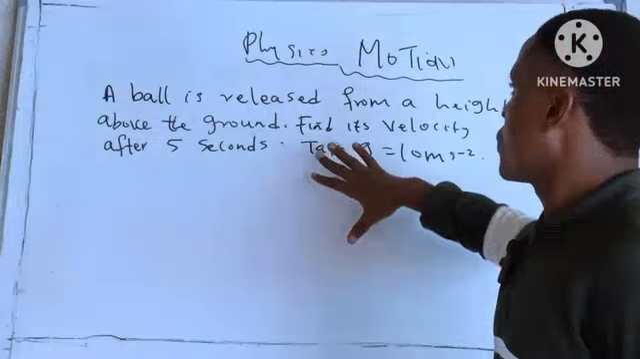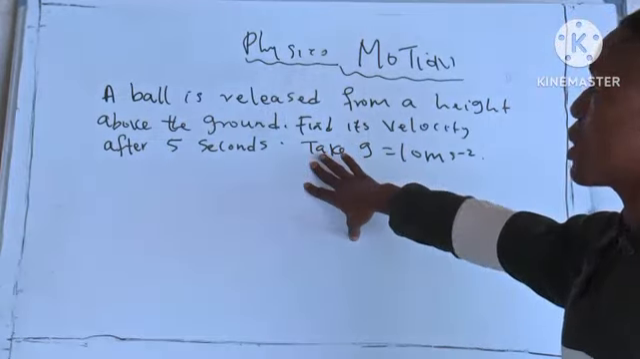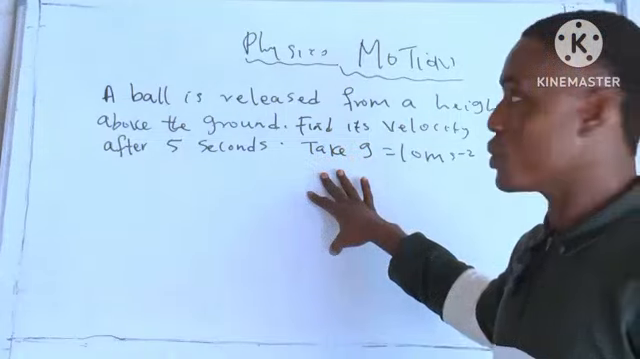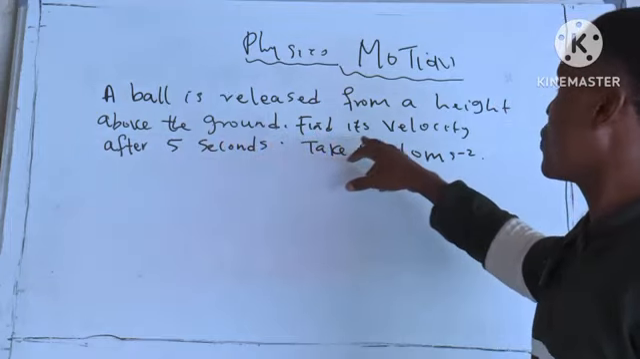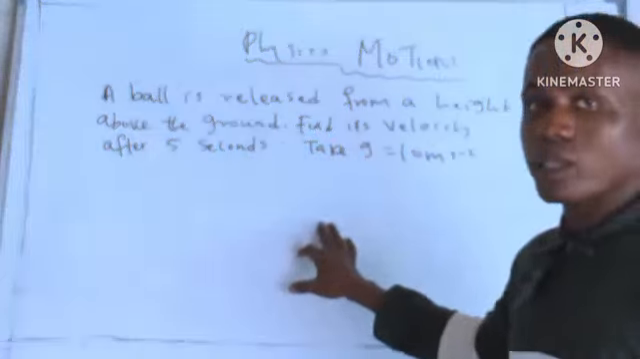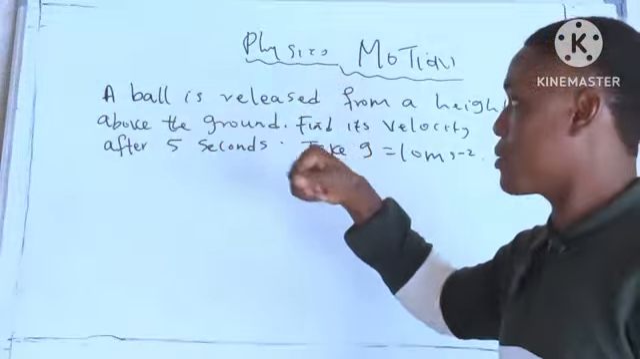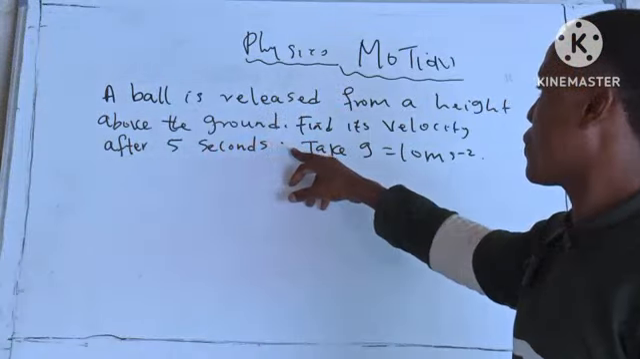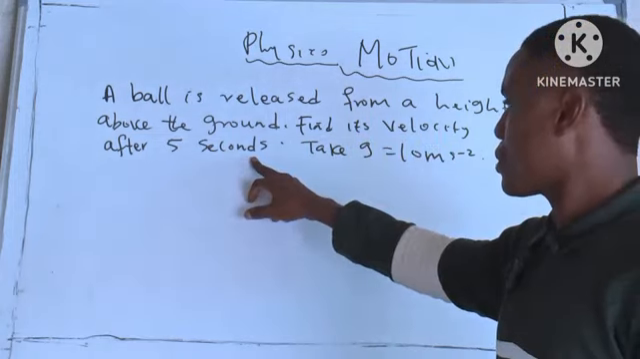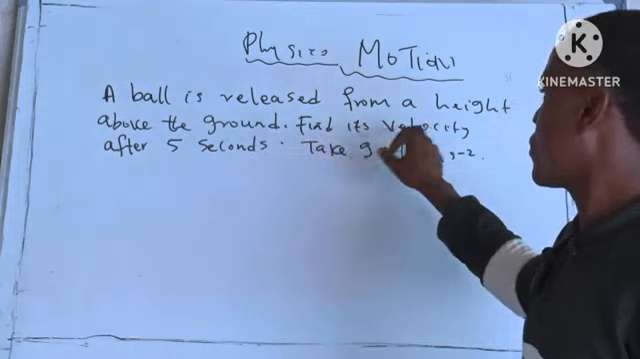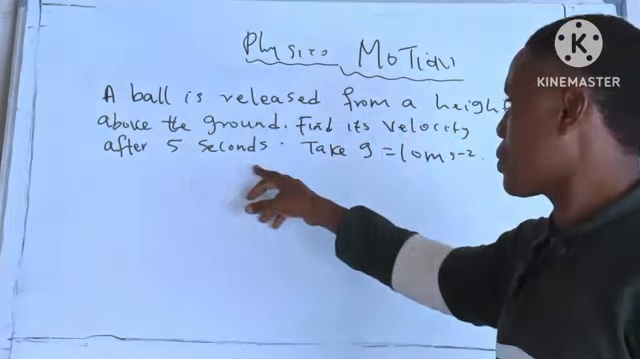Welcome back. So this is a second calculation under motion. Let's read the question. It said a ball is released from a height above the ground. Find its velocity after 5 seconds.